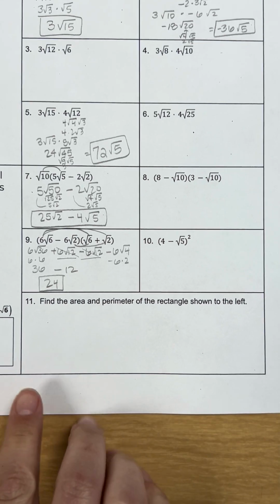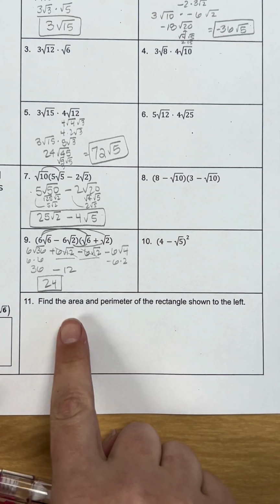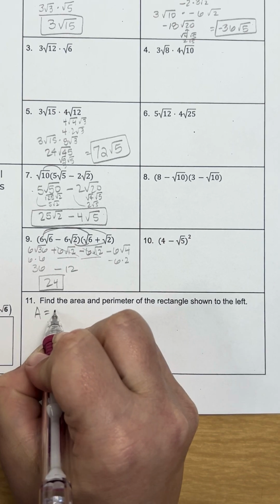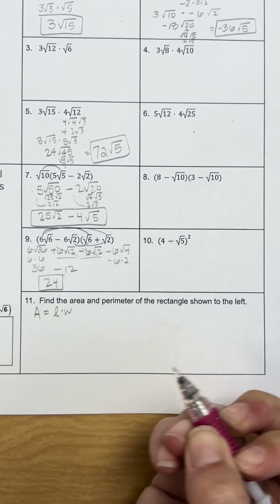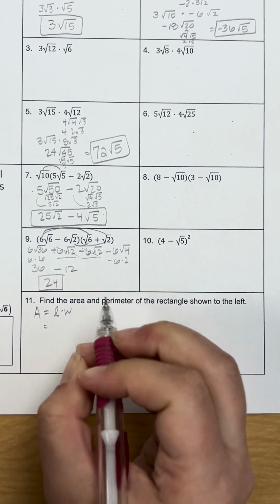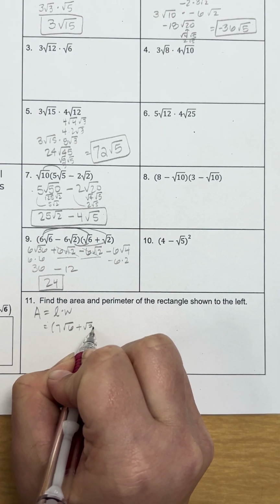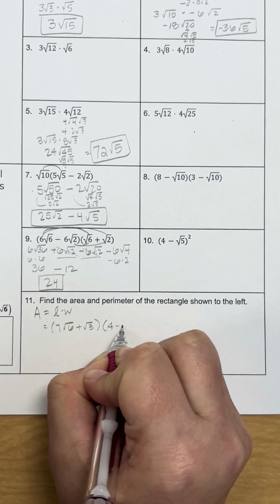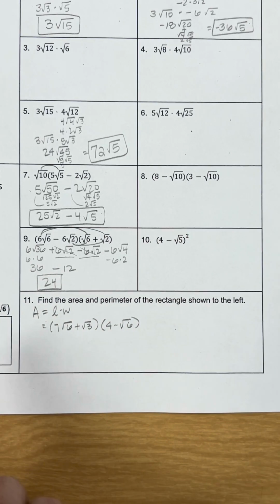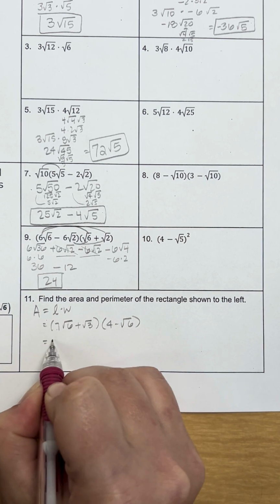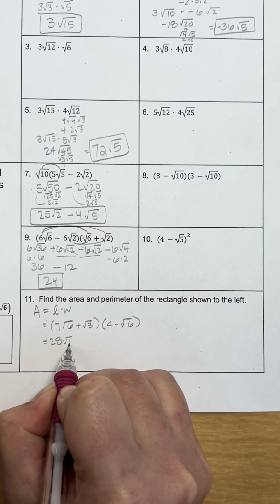For a little bit of an application problem down here, we are looking at the area and perimeter of this rectangle. Remember that for area of a rectangle, it is length times width or base times height, so I am just multiplying these two. So I have 7 radical 6 plus radical 3 times 4 minus radical 6. I'm going to multiply just like I have above this. So 7 radical 6 times 4 is 28 radical 6.